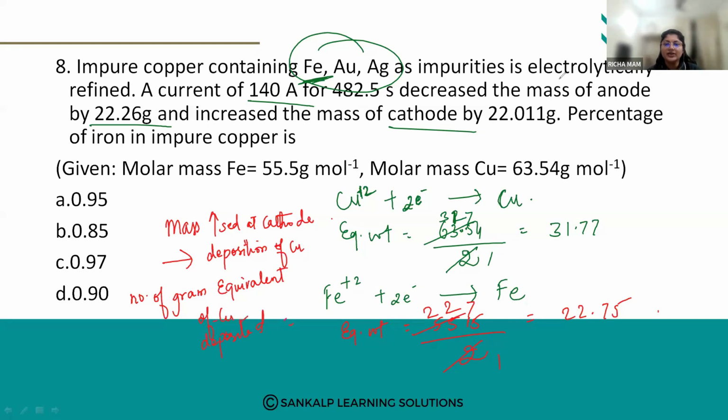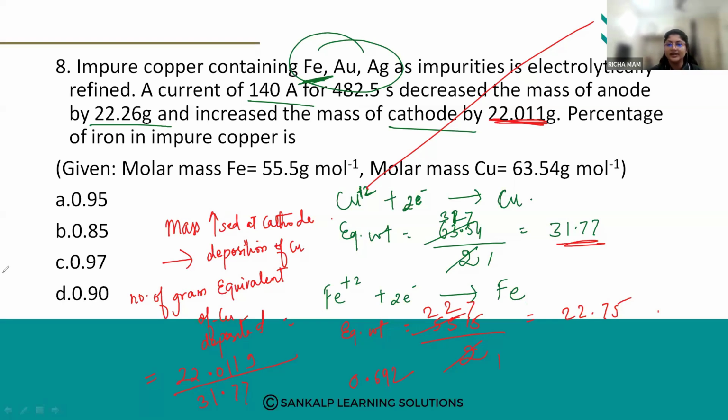So the number of gram equivalent of copper deposited is 22.011 grams divided by the equivalent weight of copper, 31.77. Just see how much you're getting. 22.0119 divided by 31.77 is 0.692. Now let us use Faraday's first law.